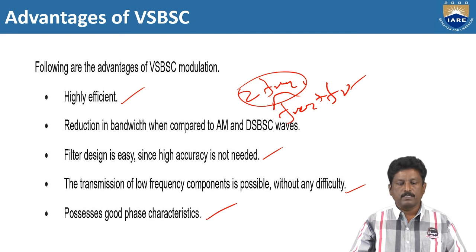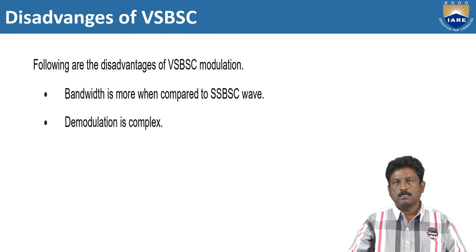First is high efficiency, reduction in bandwidth, easy filter design, the transmission of low frequency components is possible, and it possesses good phase characteristics compared to the SSB, DSB and the AM signals. So these are the advantages of the VSB.